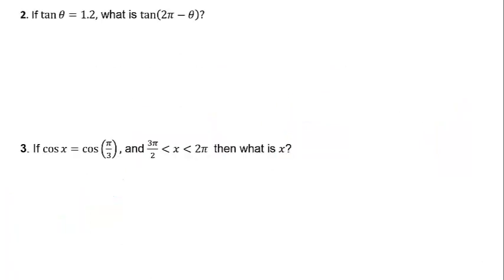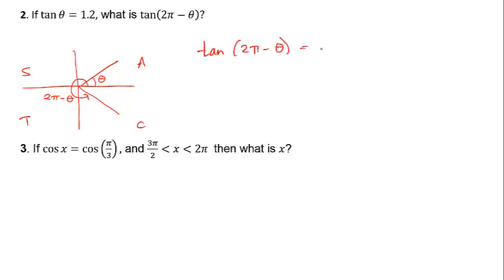Okay, so we'll just try two more practice questions. Here we have: if tan θ is equal to 1.2, what is tan(2π − θ)? If we have our theta here, then 2π minus theta is going to be in this quadrant. That whole angle would be 2π minus θ. Using our CAST rule, we know that in this quadrant only cosine is positive, so tan will have to be negative. Therefore tan(2π − θ) is equal to the negative tan of θ. From the question, we know that tan θ is 1.2, so this will be equal to negative 1.2.